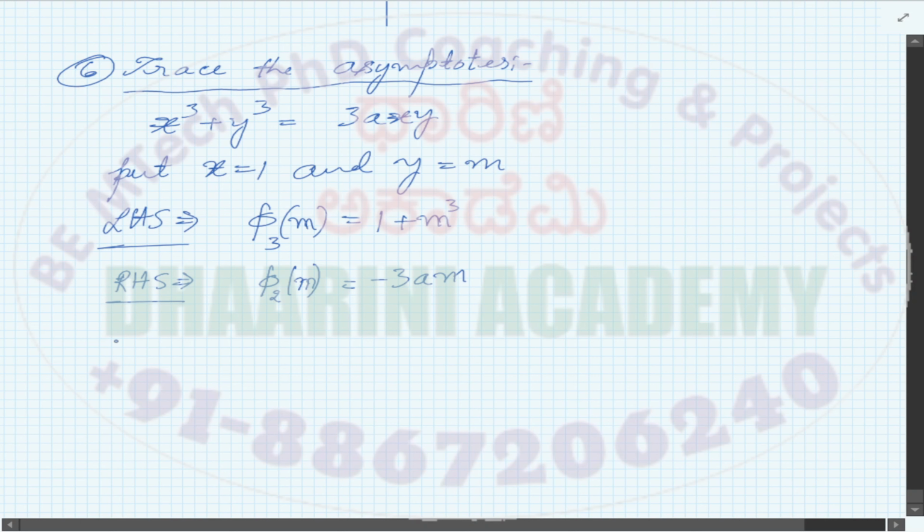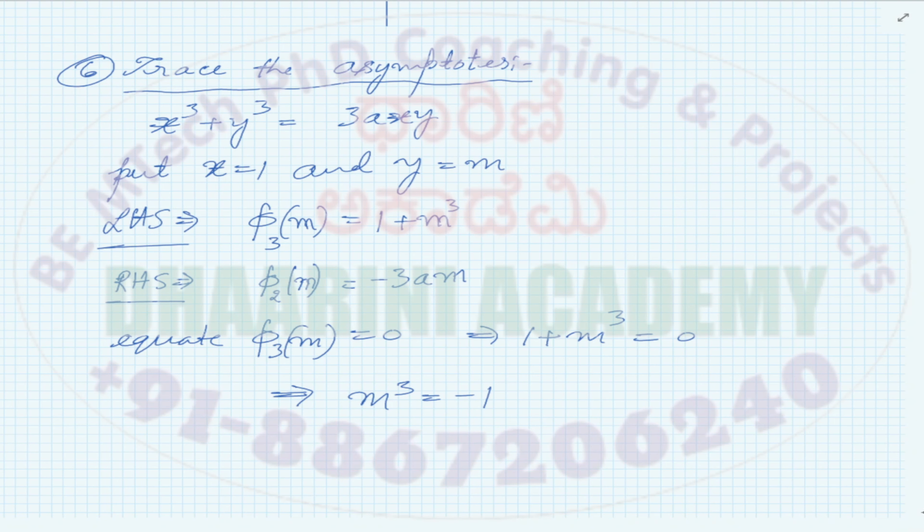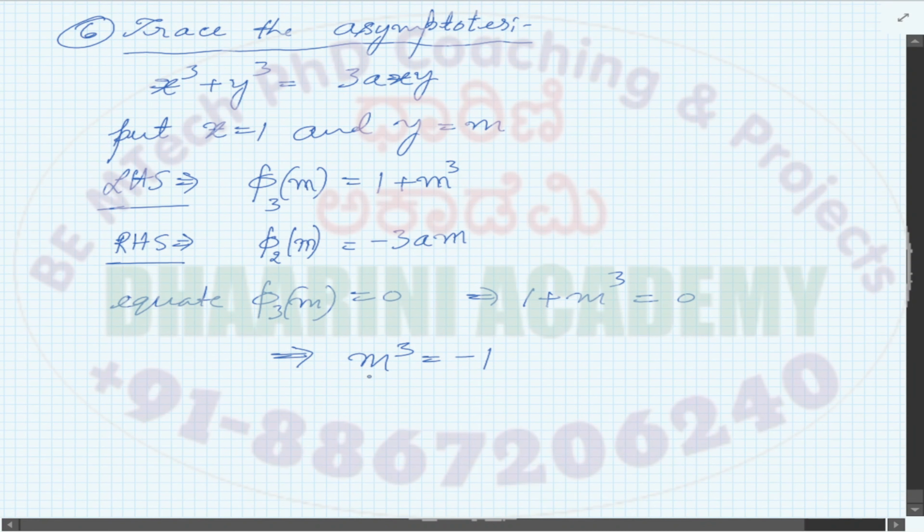Okay, so in this case, equating phi 3 of m to 0. It's always the highest degree term. So this implies 1 plus m cube equal to 0. I need to find m, so m cube equals minus 1. So this means m is equal to the cube root of minus 1.